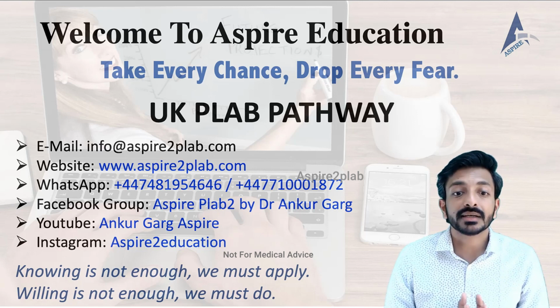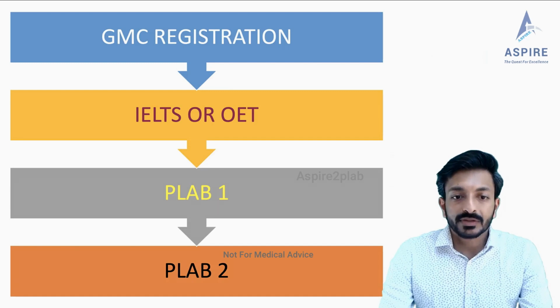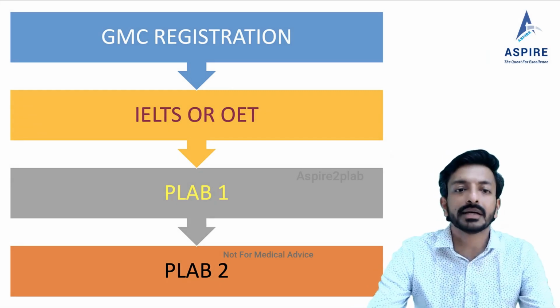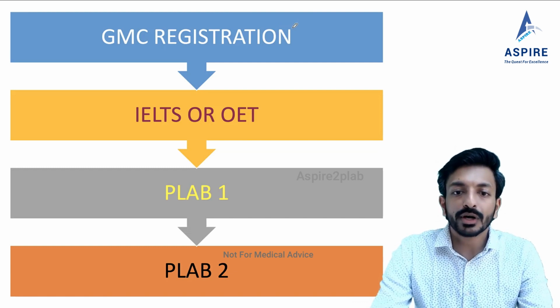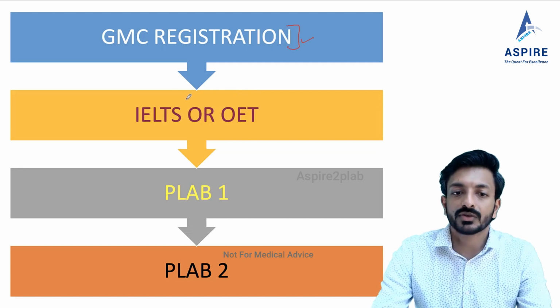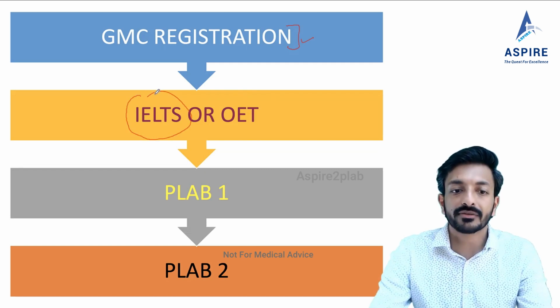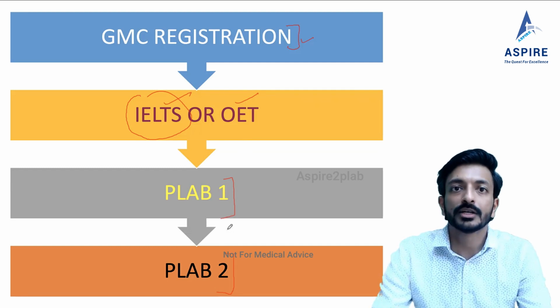So let's begin our UK PLAB pathway. First of all, what you have and what you need for registration. We are discussing only the PLAB route actually. So what you need for GMC registration. First of all, you need to show your English language proficiency. You can do it by doing IELTS or OET. And then we have PLAB1 and then PLAB2. So these are the three steps that you have to do.